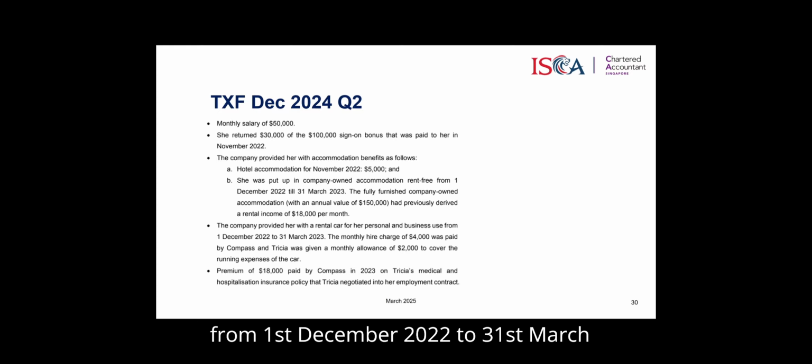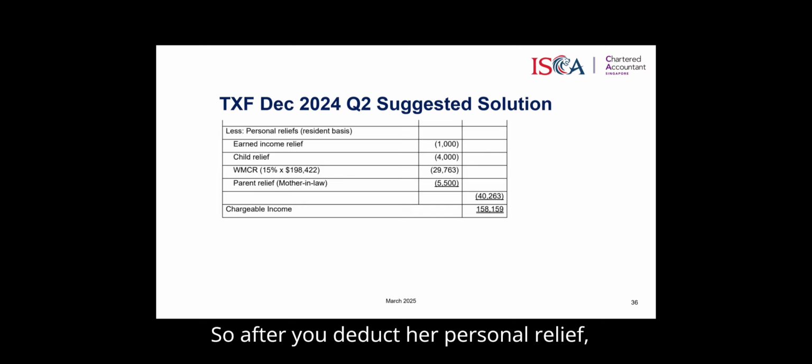So next will be personal relief, resident basis. What are the available reliefs that she would be able to claim? There will be earned income relief, child relief, working mother's child relief, as well as the parent relief for her mother-in-law. Do take note that the total relief she's claiming is 40,000. Therefore, she is not actually affected by the 80,000 cap. So after you deduct her personal relief, there will be a chargeable income of 158,159.